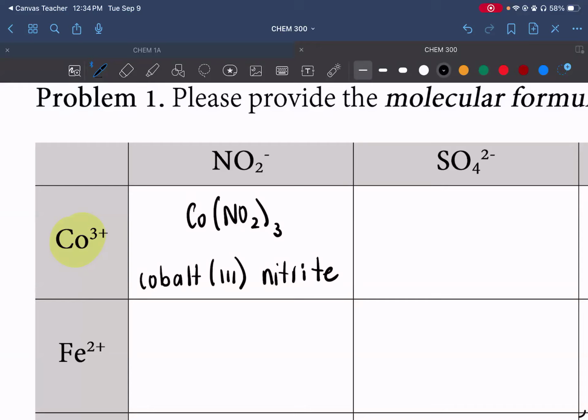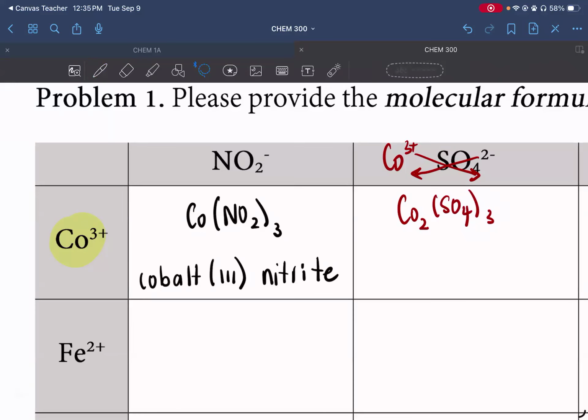Let's do the same thing to the next cell with SO4 2-. All right, let's put the cobalt right beside it just so I can have an easier time. Putting them together, the 3 gets swung down, the 2 gets swung down. The resulting formula is Co2(SO4)3. Remember, we put these things in brackets to make it clear, because if you don't write it properly, it's like you're saying there are 43 oxygen atoms, which is, of course, incorrect.